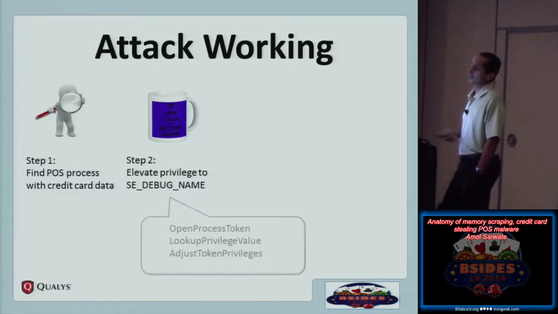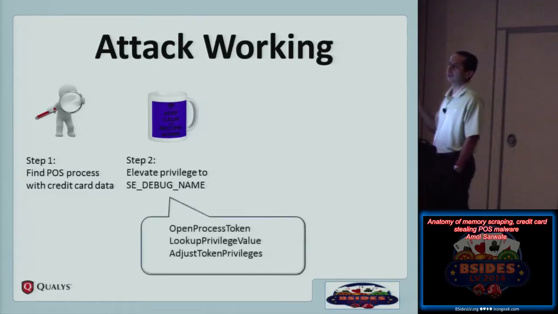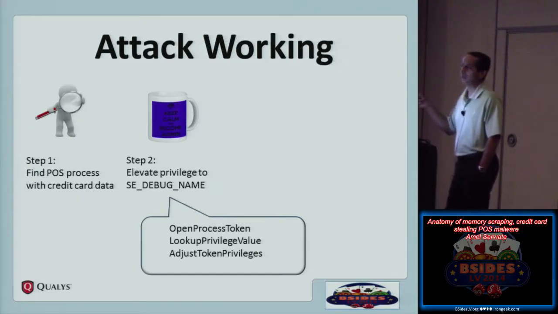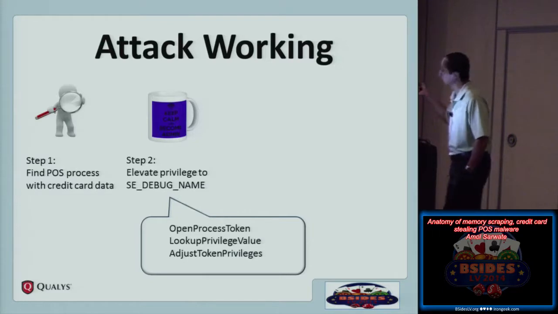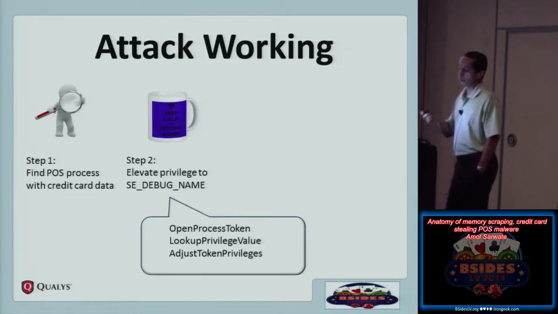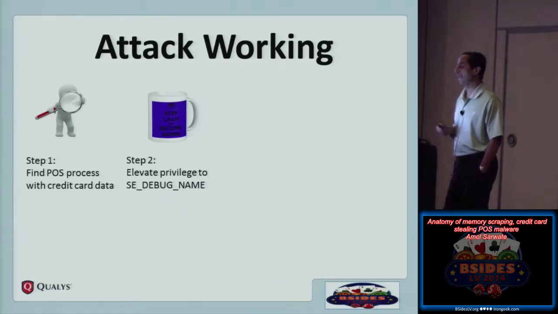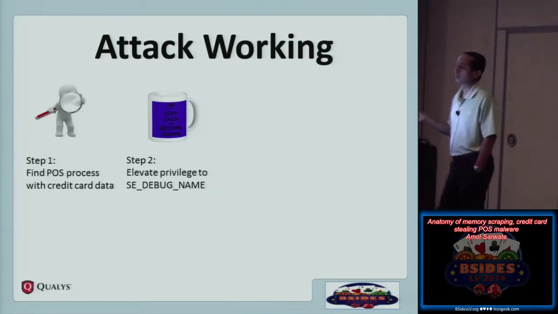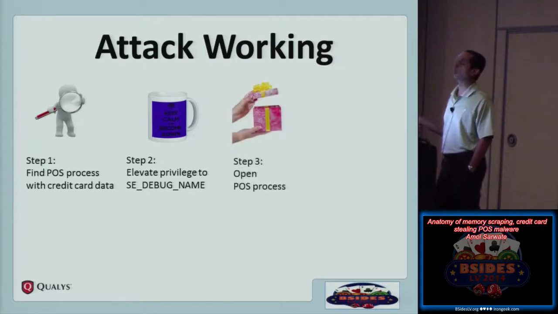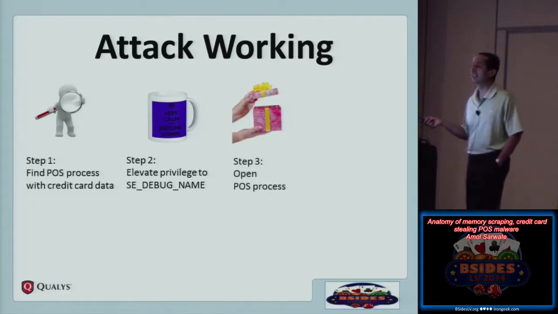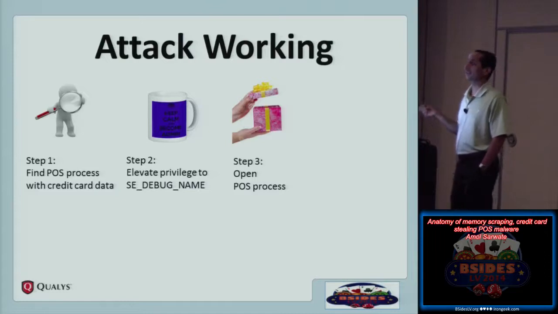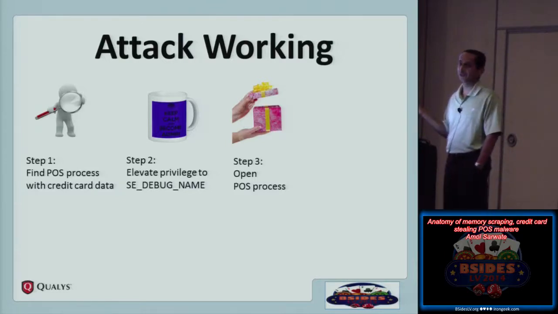So this is the step 2 that it does. There are certain system API calls that you need to use in a peculiar way that I've mentioned here to gain those privileges. And the third thing, after you gain those privileges, or if you are able to gain those privileges, is very simple. You open the POS process. It's as if you are just opening a gift, because you already have those privileges.